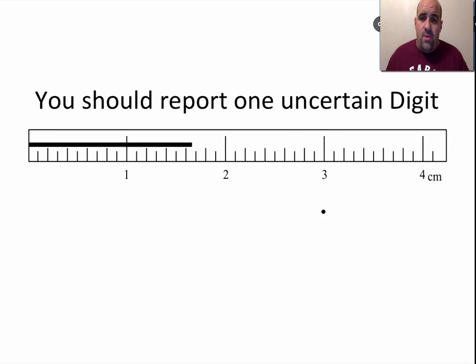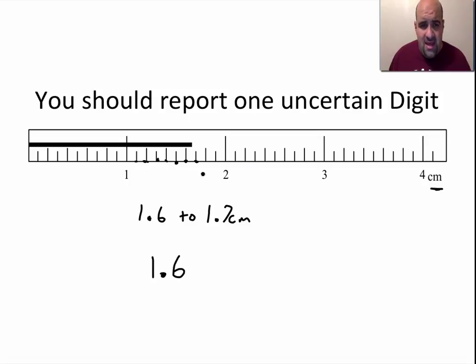And again here, we can report one uncertain digit. So this is in centimeters. And I know it's between 1 and 2 centimeters, and these are actually the centimeters broken into 10 spacing. So this is 1.1, 1.2, 1.3, 1.4, 1.5, 1.6, 1.7. So I know this is between 1.6 to 1.7 centimeters. And that's for certain. So I know for certain it's 1.6 because it's not quite at the 1.7, but what am I going to estimate this as?